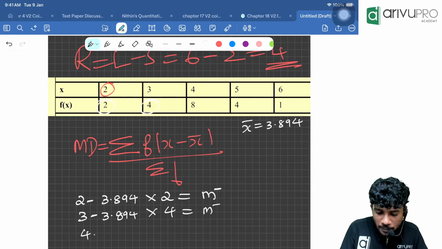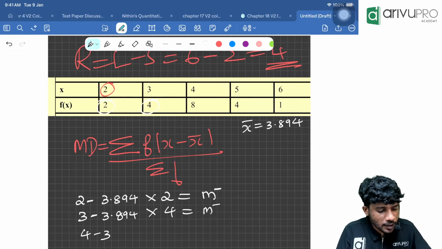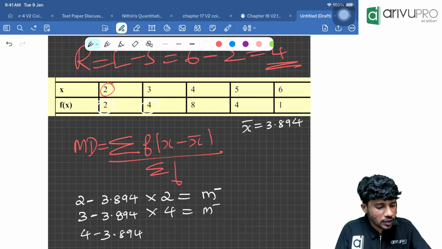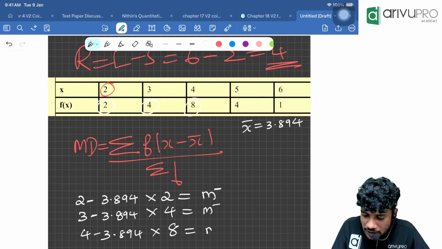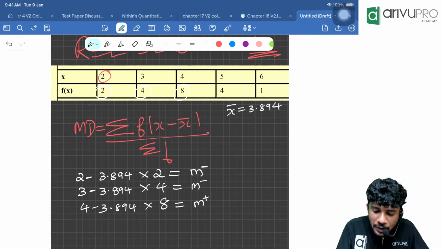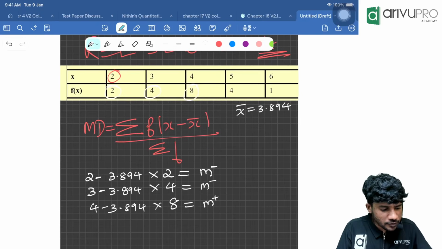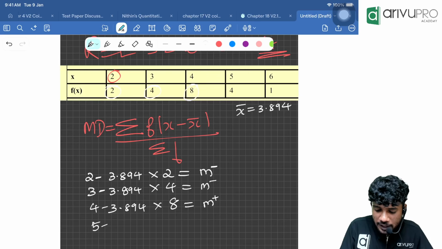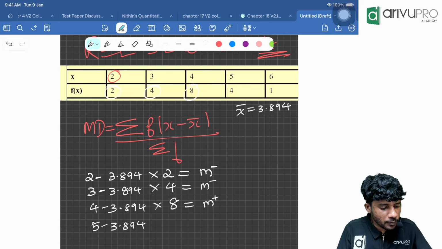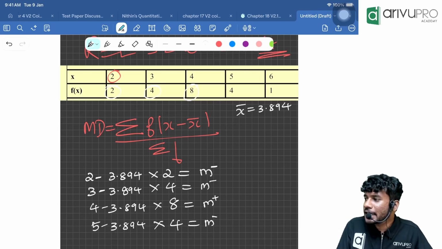Then type 4 minus 3.894 multiplied with what, people? 8, which is the frequency. Then which is a positive value. So you will click M plus. Then finally, not second last, 5 minus 3.894, multiplied with 4. Click equal to, which is a positive value. Click which button? M plus.